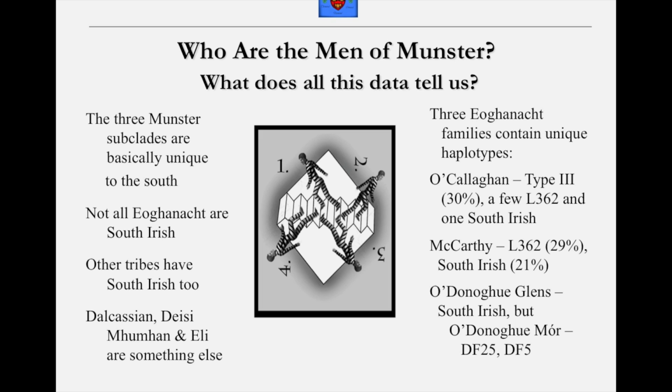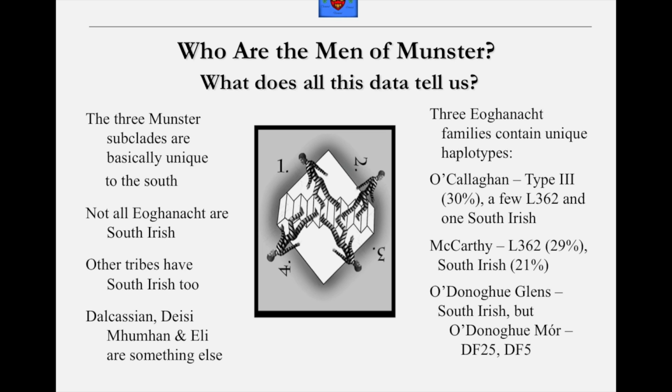The O'Callahans are the first. Their progenitor is supposed to be the progenitor of the McCarthys, as well as the Cashel O'Donohues. It turns out they have a rather small project, unfortunately, but they only have 1 South Irish representative in it. What's really strange is that 30% of them are Irish type 3, which is connected to the Dalcassians. That I haven't been able to figure out yet at all. But they do have a few L362, which is interesting insofar as Nigel pointed out, 29% of the McCarthys are L362. So there must be some connection there. And the McCarthys also have 21% of the South Irish, so that's not a surprise either.